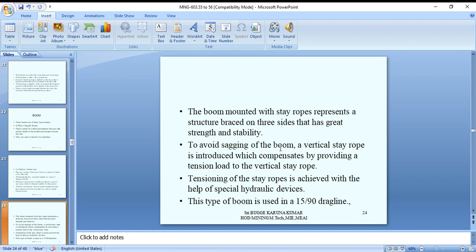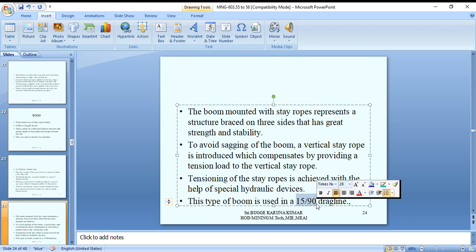To avoid sagging of the boom, a vertical stay rope is introduced, which compensates by providing a tension load. Tensioning of the stay ropes is achieved with the help of special hydraulic devices. Most of the booms are available in 15 by 19 draglines. They are called by this type of designation, numerically showing the boom length. So 15 is the bucket capacity, 19 is the drag boom length. Numbering here is very important. 15 meter cube is the bucket capacity, 90 meter is the boom length. The size of the dragline can always be measured in both the boom length and bucket capacity. This is the very typical nomenclature for the dragline size identification and representation.